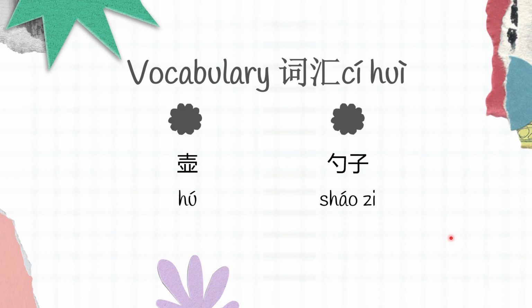So in the next slide, we have two more vocabularies to learn. So we have 壶、勺子. So let's read together, guys. 壶、勺子。One more time. 壶、勺子。So 壶 is kettle or jug, and 勺子 is spoon.